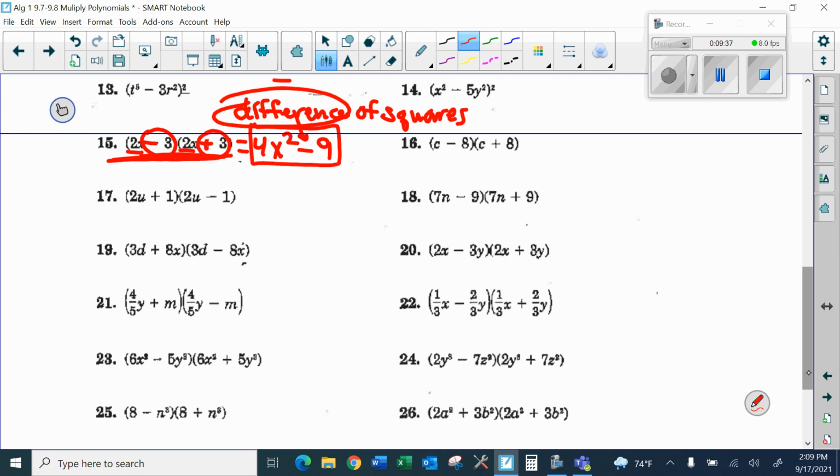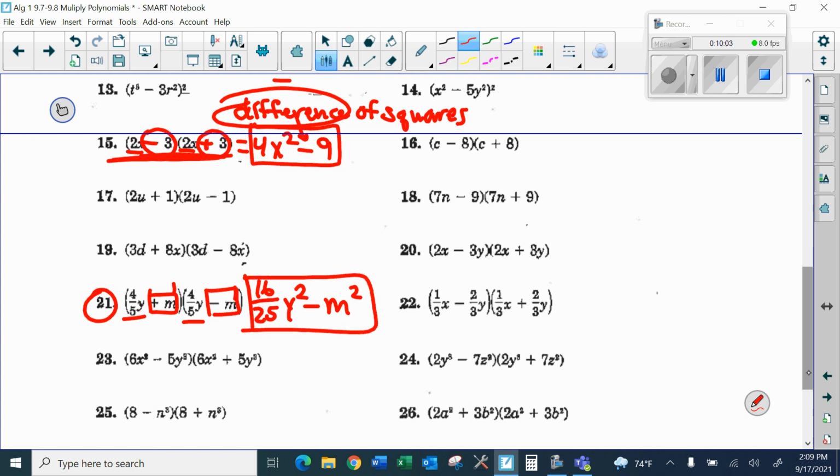Okay, let's just do one more with fractions. It's no different, same rules. So I got 4/5 times 4/5 is 16/25, and y times y is y squared. The middle terms are canceled out, so I just multiply those together. Now I multiply the second terms together. m times negative m is negative m squared. Remember, 1 plus 1 is 2. And there's that answer right there.